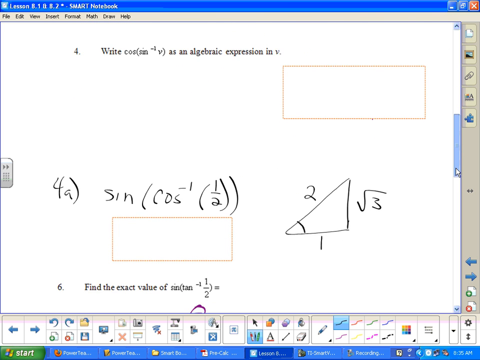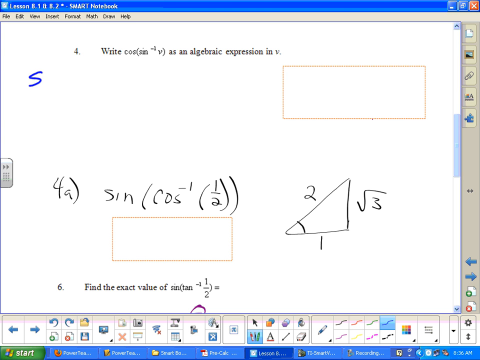All right, number 4. Write the cosine of the inverse sine of v as an algebraic expression in v. Okay. And guess what we're going to use to do this? When you started learning about sines and cosines and tangents, what things were we using when working with them? A triangle, a right triangle. And so we're going to use a right triangle here. Okay? So we have to bring all of that back into your thinking.